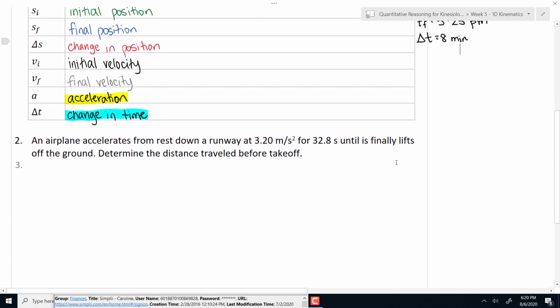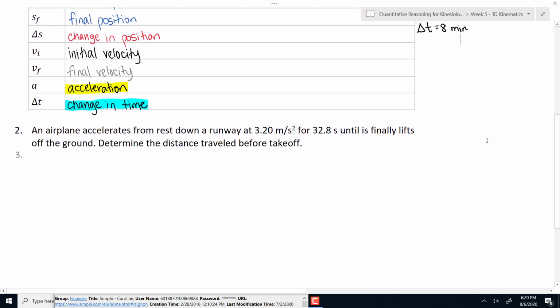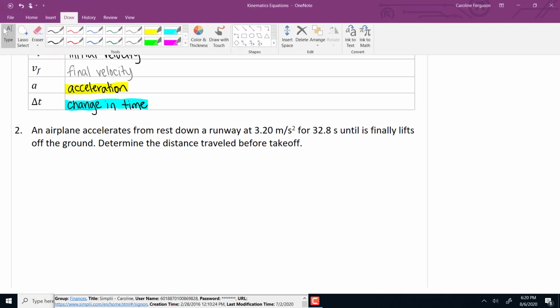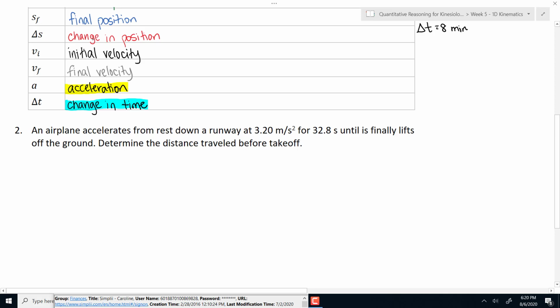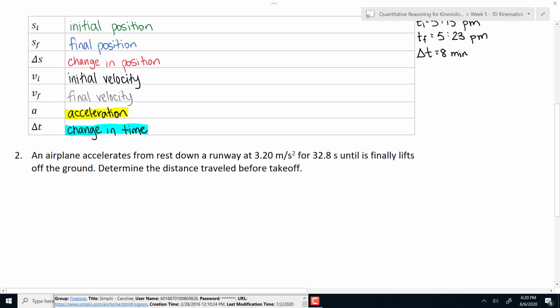All right, so let's practice using these equations on the following word problems. Okay, so we have an airplane that's accelerating from rest down a runway at 3.2 meters per second squared. So before we continue, let's identify what that variable is, 3.20 meters per second squared.